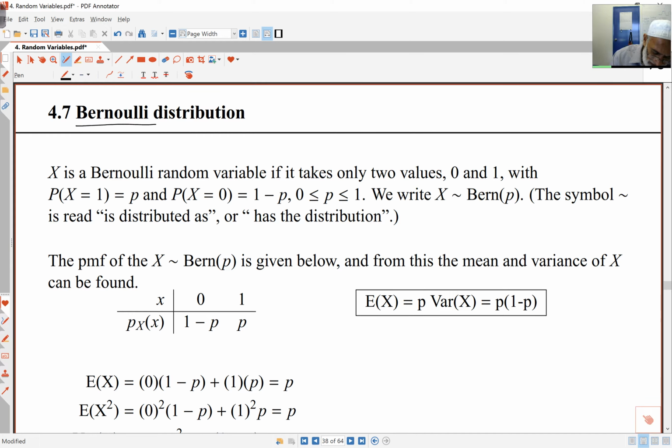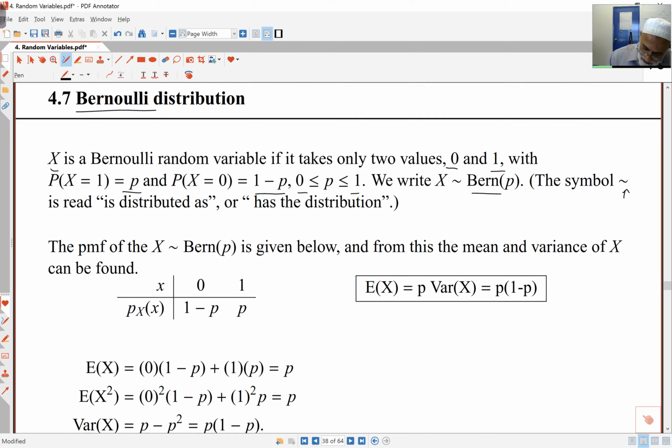So here we're looking at a single trial. We only have one trial, so in that single trial, the two values the random variable x can take are simply 0 or 1. Probability of x equals 1 is p. Probability of x equals 0 is 1 minus p, where p has to be between 0 and 1. And we write this as x is Bern(p), Bern for Bernoulli. The symbol here, the tilde, means has the distribution, or is distributed as.